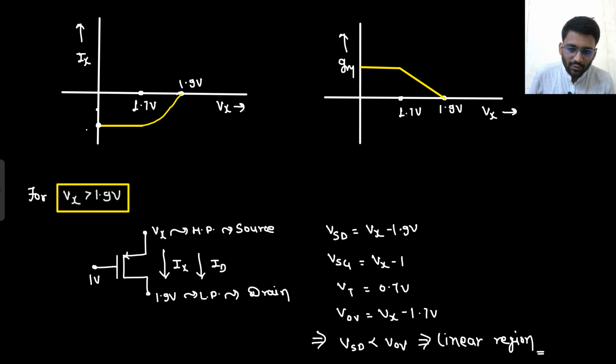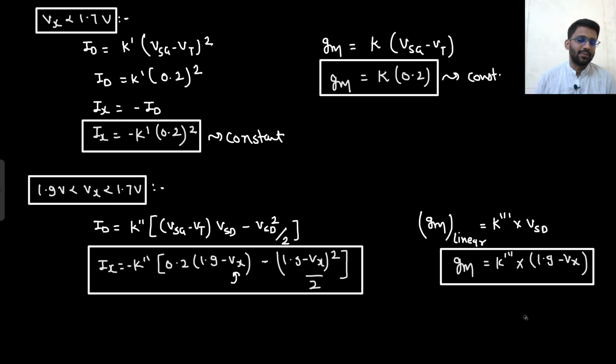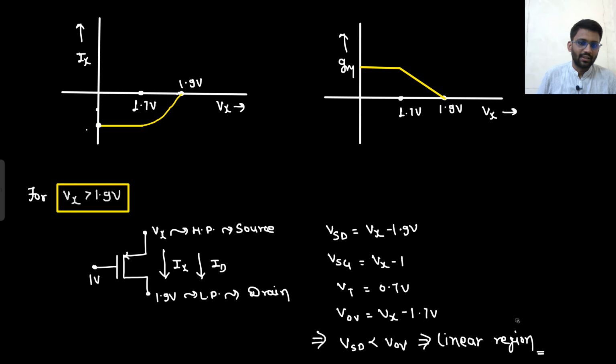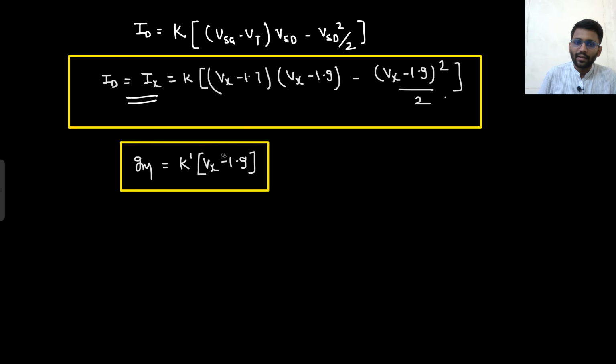So here the current from source to drain, this is the current. And in the previous case, the current from source to drain, this is the current. So this is the ID. And based on that, we are writing our GM equation. So K into VGS minus VT. Here also we wrote in the same manner K into VSD. Here also some constant into VSD.